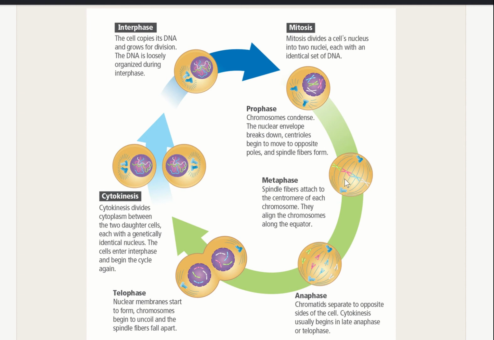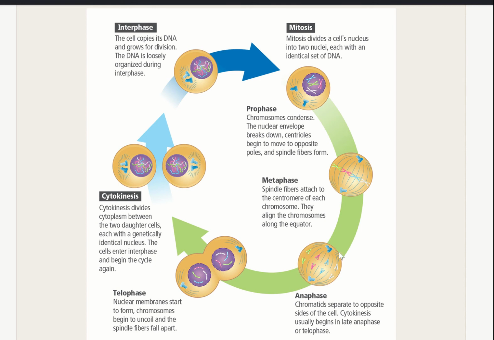And see here, the centrioles are going to be opposite. In metaphase, the spindle fibers are going to attach, and all of these chromosomes are going to line up right down the middle. And you can notice, we call this the equator, right down the middle. And you can notice that the chromatids are ready to be pulled apart by these centrioles and these spindle fibers.